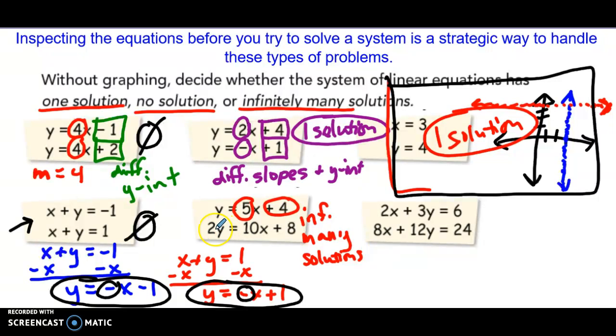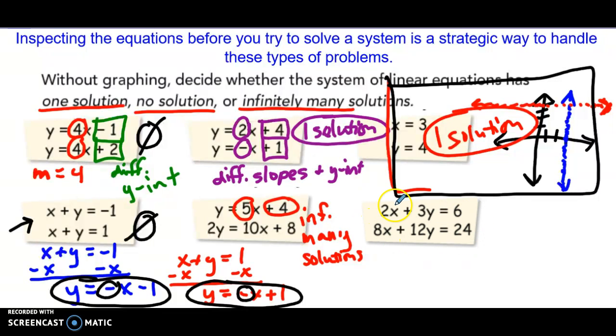And if I want to, I can take the second equation and divide each term by 2 so that it is in slope-intercept form. And if I do that, I would get back to the equation y equals 5x plus 4, which is identical to my first equation. So then I know those equations both show the same line.